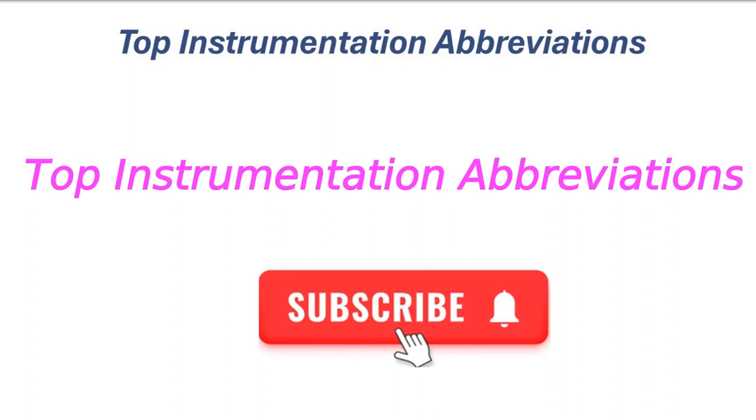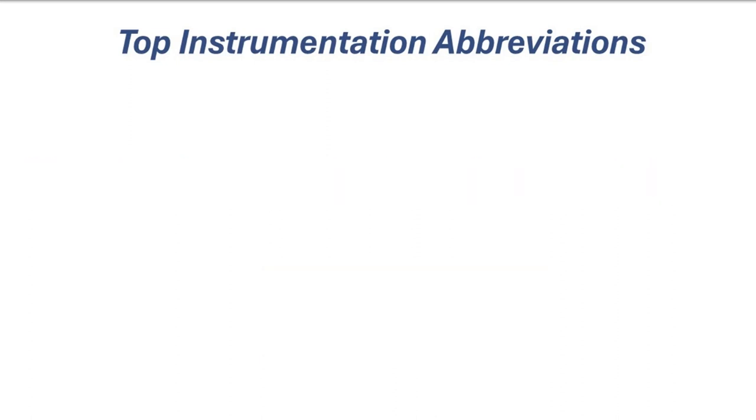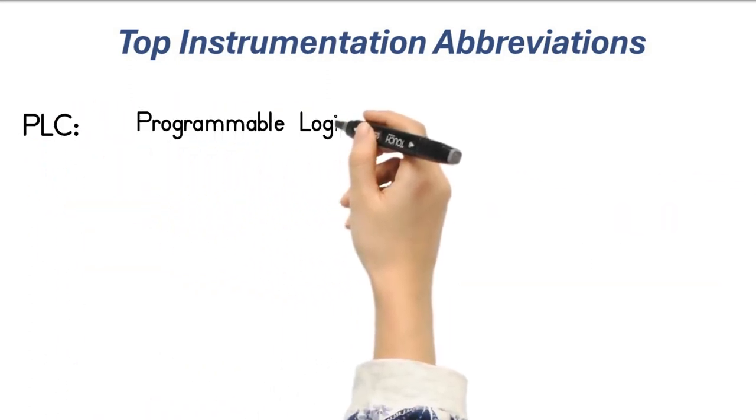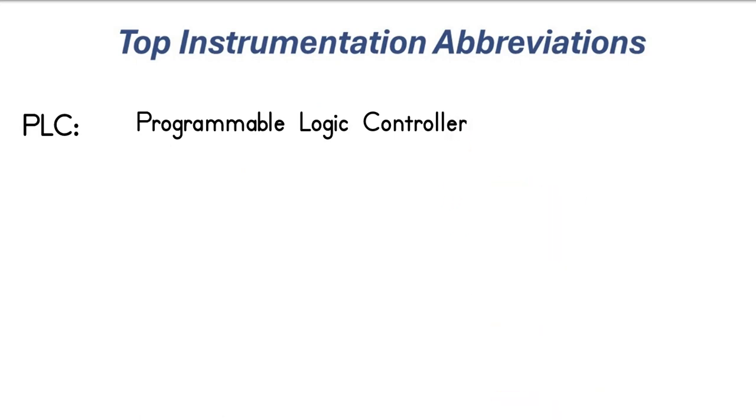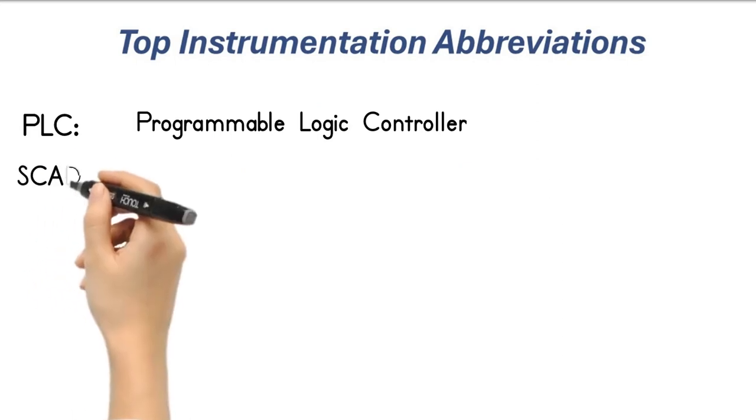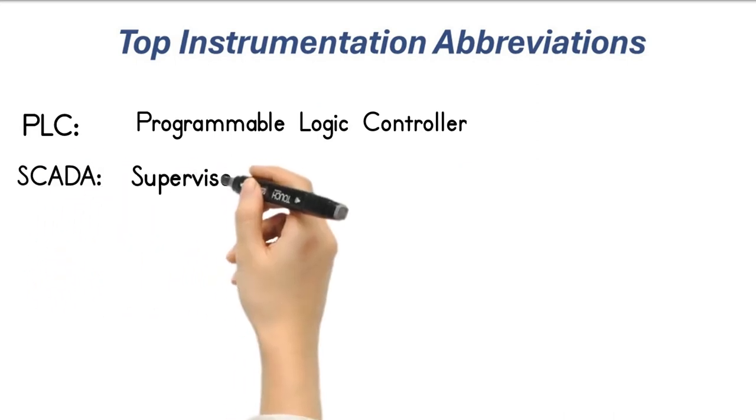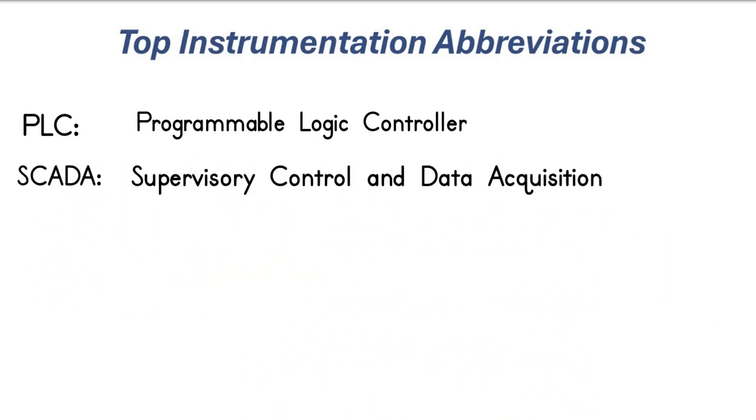Now, let's decode some abbreviations. PLC. PLC stands for Programmable Logic Controller. PLC is short for industrial computer, used in industrial automation. SCADA stands for Supervisory Control and Data Acquisition. SCADA is a control system architecture that uses computers, network communications, and graphical user interfaces.